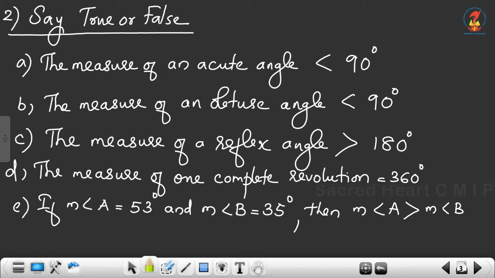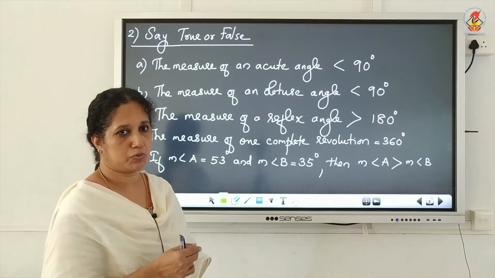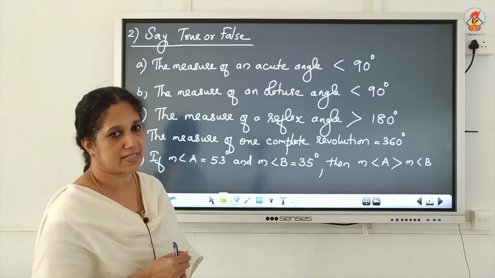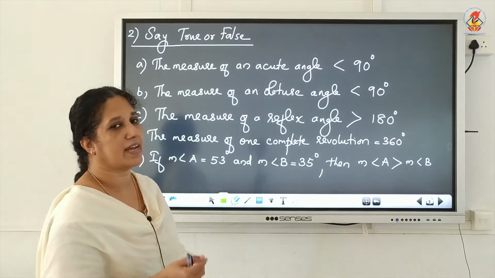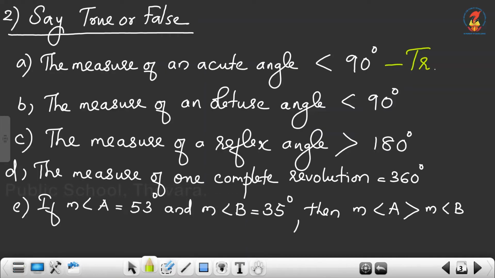Now say true or false. The measure of an acute angle is less than 90 degree. Whether it is true or false? True. What is meant by an acute angle? An angle whose measure is less than 90 degree is called an acute angle. Therefore, we can say that the statement is true.